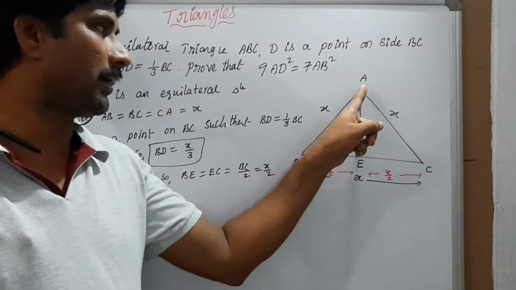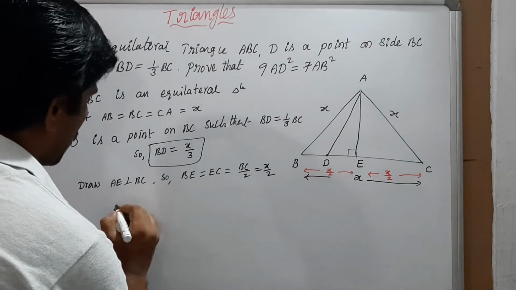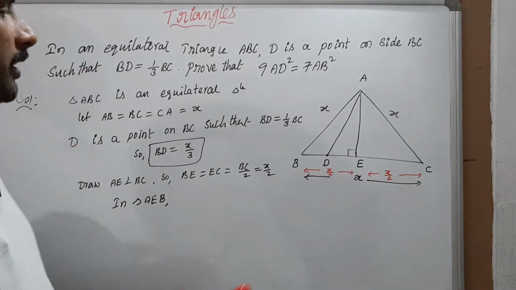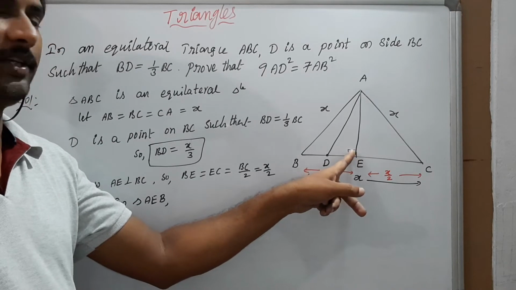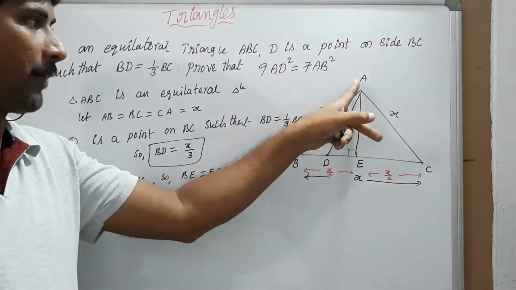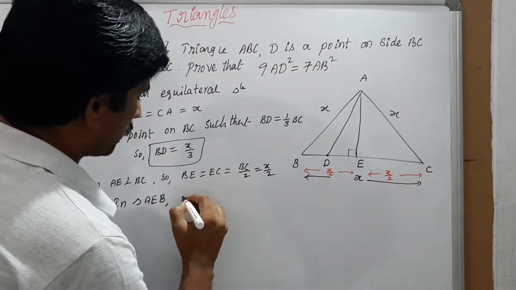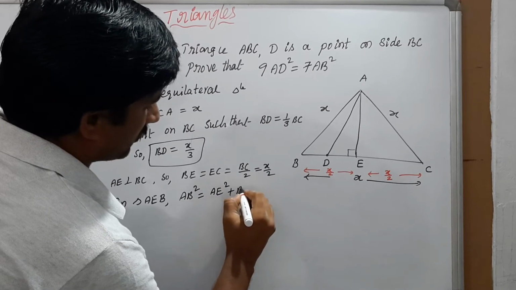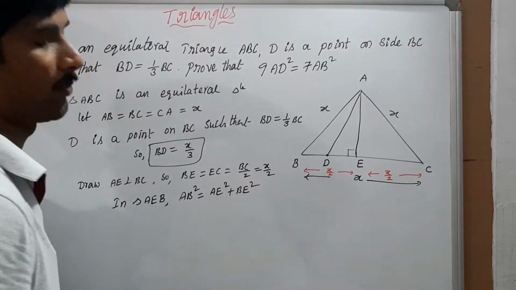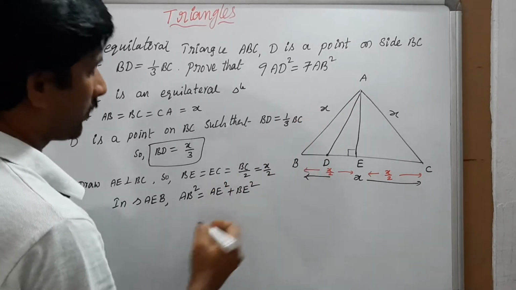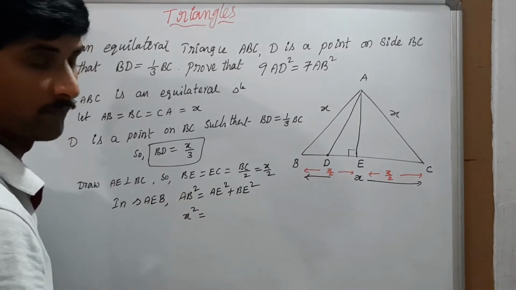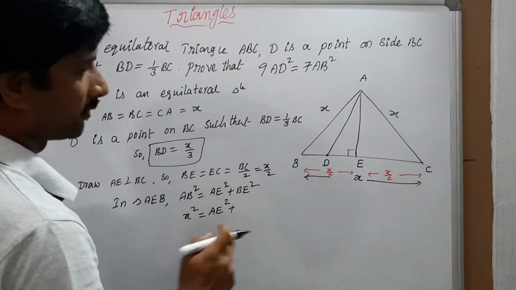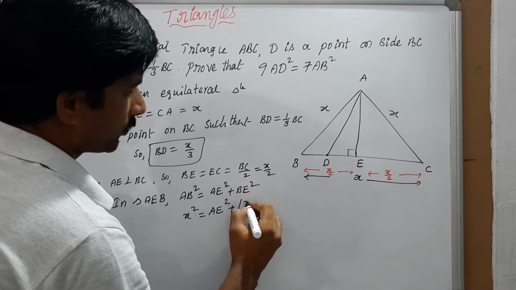Now I'm going to consider triangle AEB. So in triangle AEB, right angle at E, we can apply hypotenuse square equal to side square plus side square. So AB square is equal to AE square plus BE square. AB square is nothing but x square, because AB equal to x. So AE square plus BE, which is x by 2, whole square.